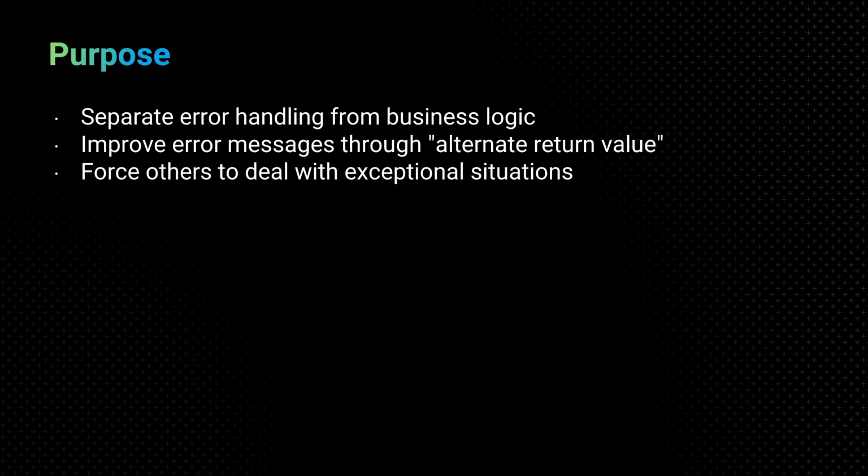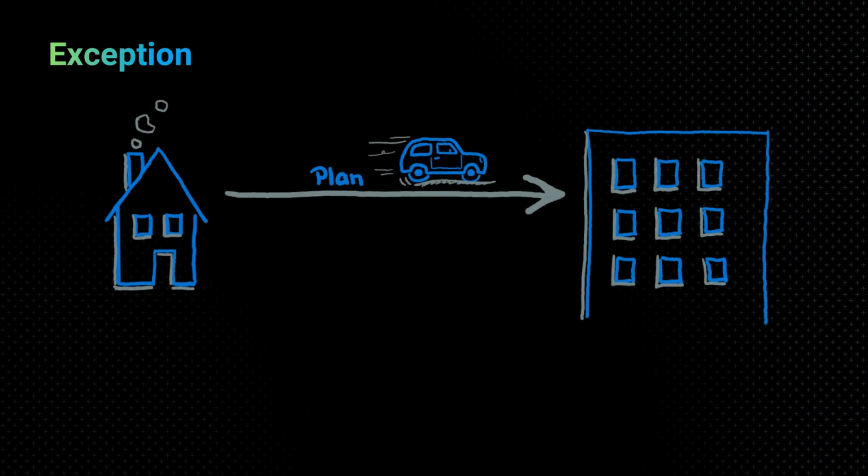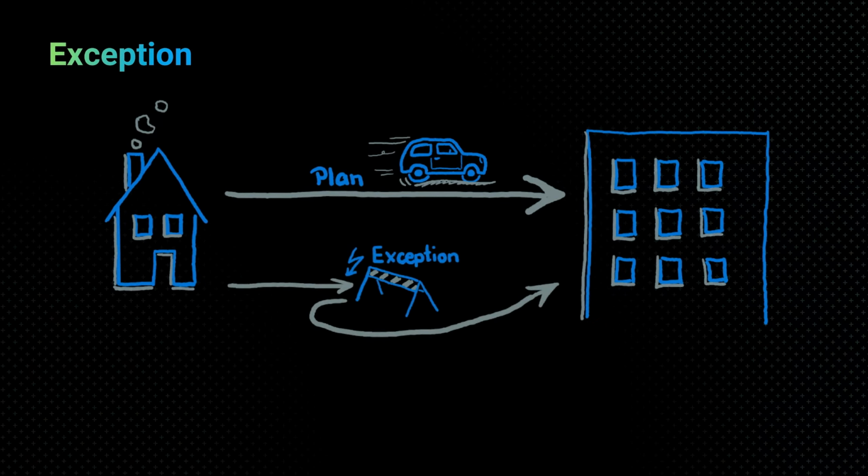So imagine you want to go to work and you take your car to drive to the office. Usually nothing special will happen on that way and you will arrive on time. But one day, maybe, there's a construction site blocking your way. And what you're going to do is you're going to assess the situation and probably going to take a detour.